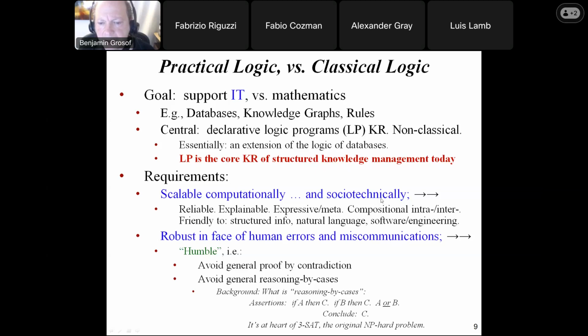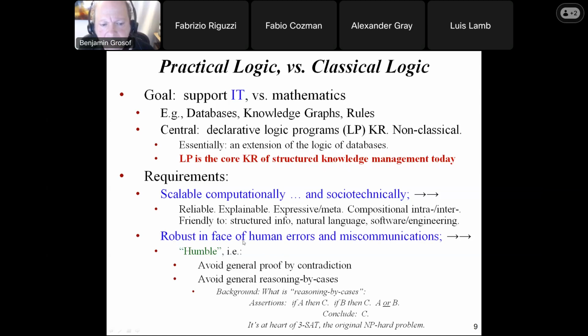In other words, when you have systems that are a combination of humans and automated processes. We want to be reliable, explainable, flexibly expressive, including in the meta aspects, be compositional, both within KR and also between logic and other kinds of systems. For example, hooking them up to machine learning systems or natural language processing. And be friendly to both structured information and natural language, as well as to software engineering and other kinds of systems and programming.